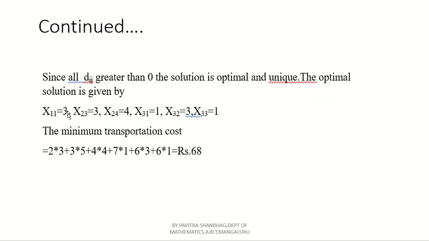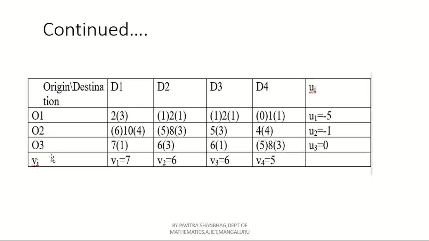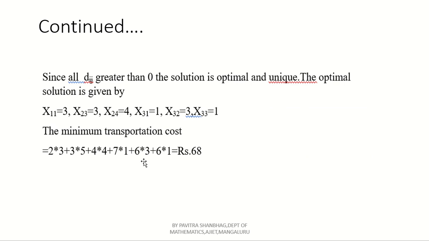See here, x11 equal to 3, x23 equal to 3, x24 equal to 4, x31 equal to 1, x32 equal to 3, and x33 equal to 1. Now at the end we have to write the minimum transportation cost. It is 2 into 3 plus 3 into 5 plus 4 into 4 plus 7 into 1 plus 6 into 3 plus 6 into 1. And check whether you get the same answer as Vogel's approximation.